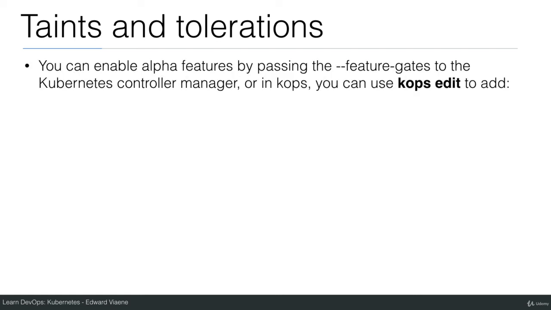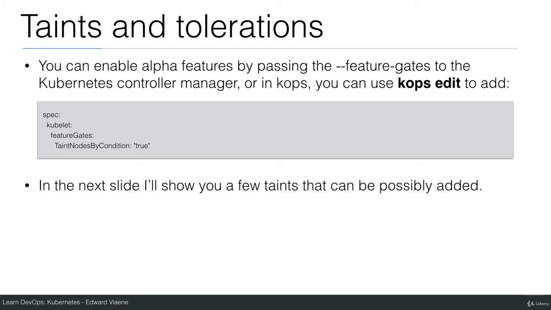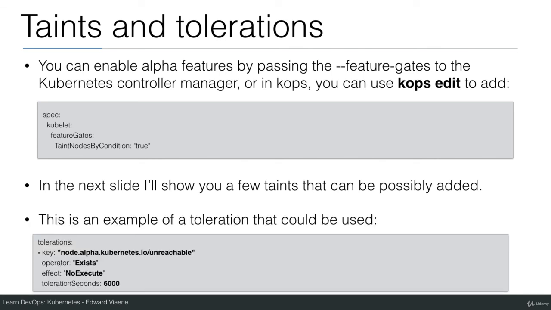You can enable alpha features by passing the --feature-gates flag to the Kubernetes controller manager, or if you are using kops, you can use kops edit to add the following lines. So this feature can be enabled by TaintNodesByCondition=true, but I would recommend you to maybe just wait until this feature is stable and then you can just use this feature. In the next slide, I will show you a few taints that can be possibly added when you enable this feature, and then you can create tolerations for those.